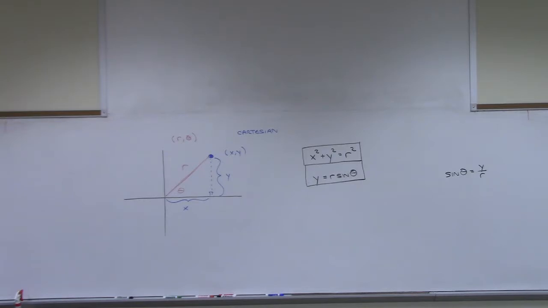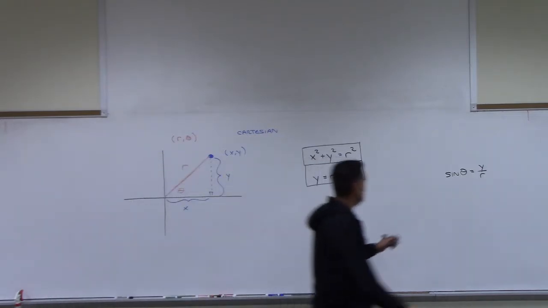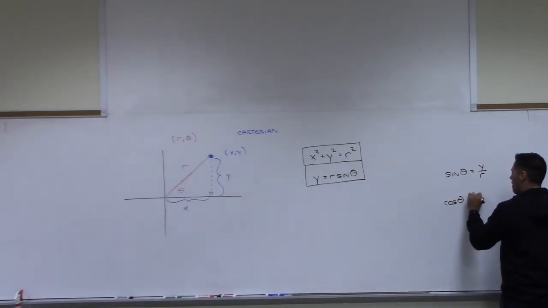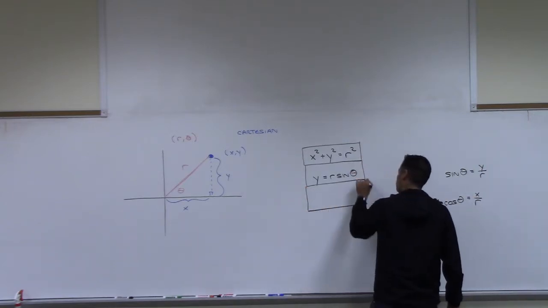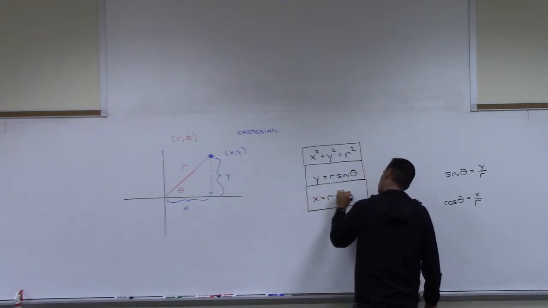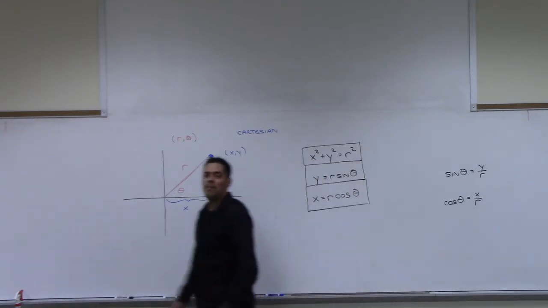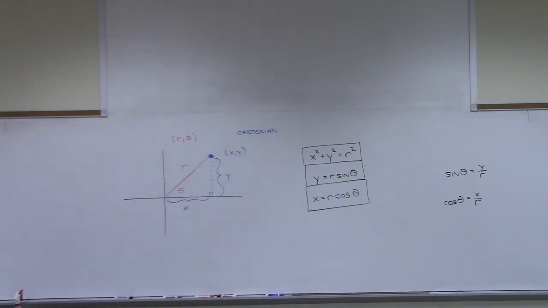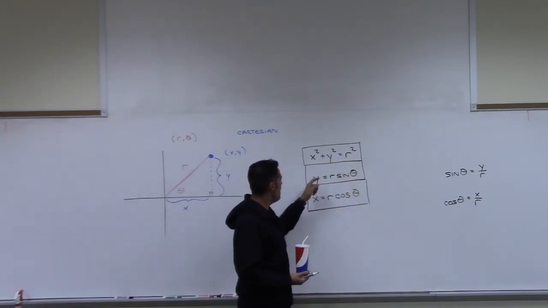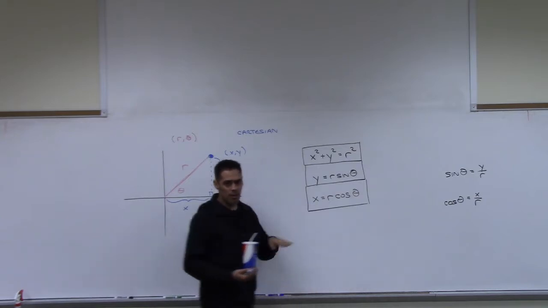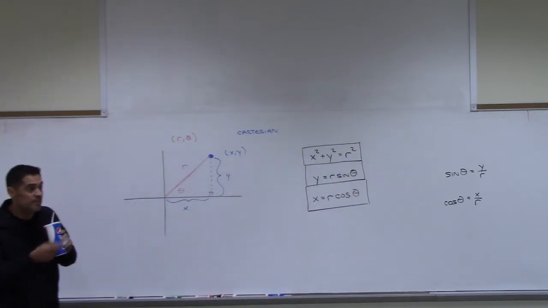Can you give me a similar one, like for x instead? Cosine theta would be x over r, which would mean that x is r cosine theta. Okay, can you give me a formula that has theta and x and y only? No r. Because look, these equations have theta and they have x and y, but they also have r. Can you give me one that would not have r? Tangent theta. Agreed?